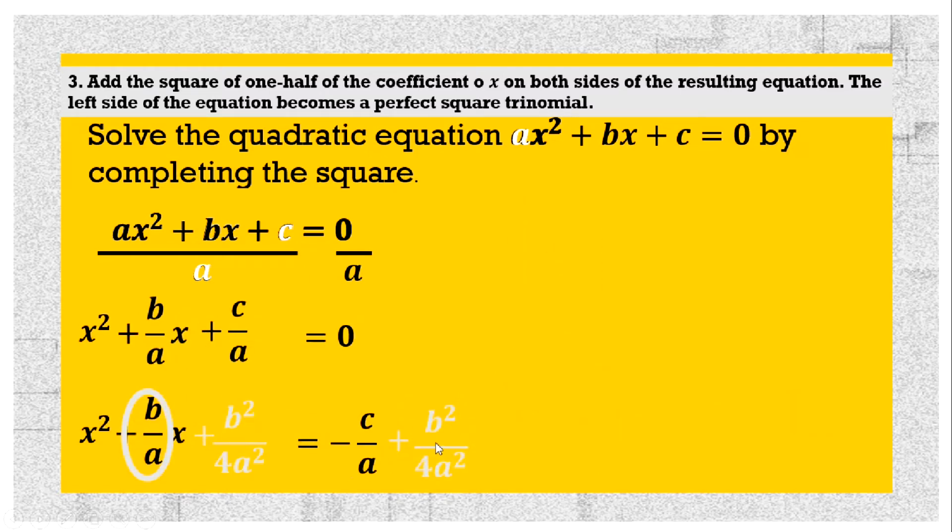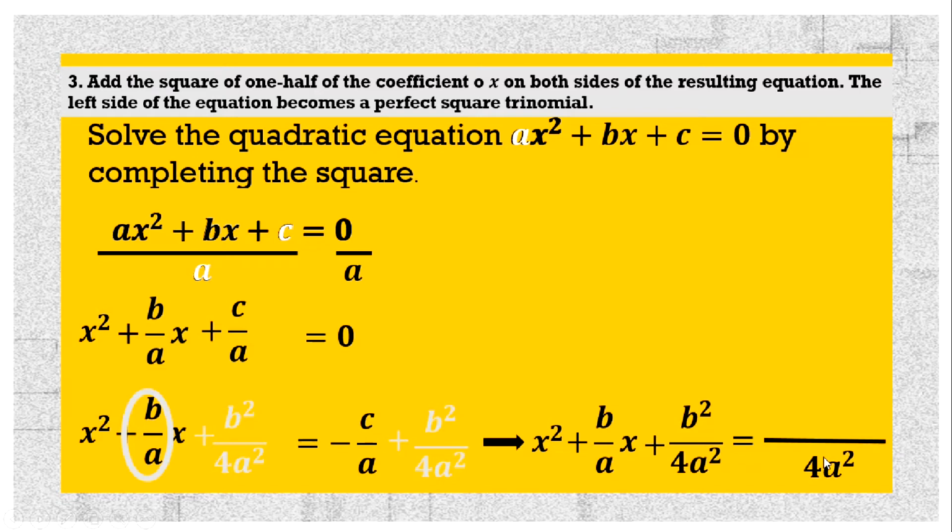Then, let us simplify this part. We have x squared plus b over a times x plus b squared over 4a squared equals, let us add this. So, its LCD is 4a squared. Then, 4a squared divided by a is 4a times negative c. We have negative 4ac. Next, 4a squared divided by 4a squared is 1 times b squared. Simply, we have b squared. Then, our numerator negative 4ac plus b squared can also be written as b squared minus 4ac.